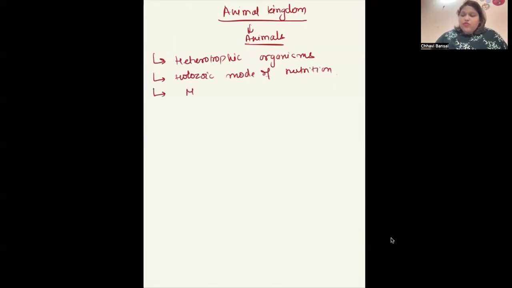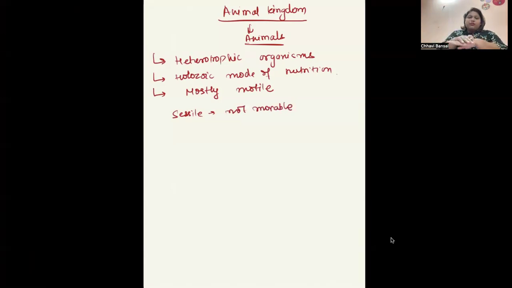That type of nutrition is called holozoic mode of nutrition. Next, mostly motile. Now, you will be coming across this terminology a lot, motile or sessile. Sessile means not movable. Means they will be attached to some surface, some substratum. So those are sessile, and motile are those which are movable, that can change their own location. Okay, so most of the animals, not all, are movable, means they're motile.